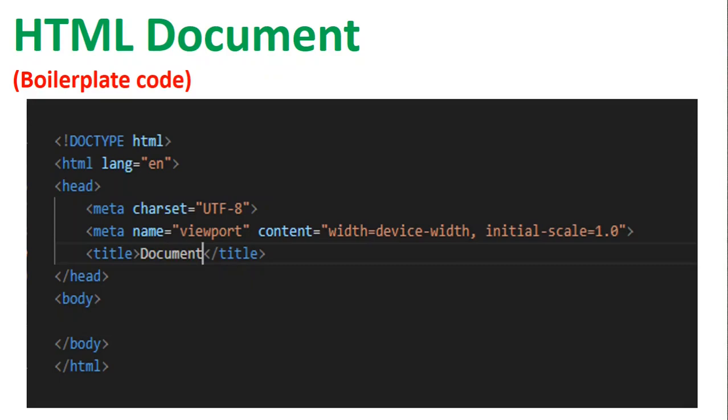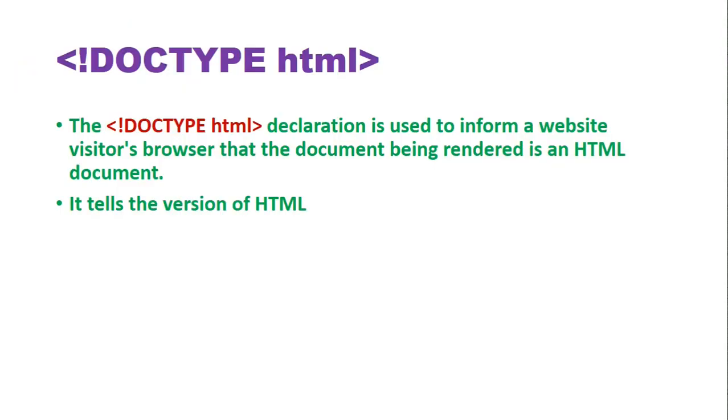The first line of this boilerplate code is <!DOCTYPE html>, that is, document type HTML with an exclamation mark. As you can see, this is the first line of the HTML document. It stands for document type declaration, which is used to inform the web browser that the document being rendered is an HTML document, and it also tells about the version of the HTML.